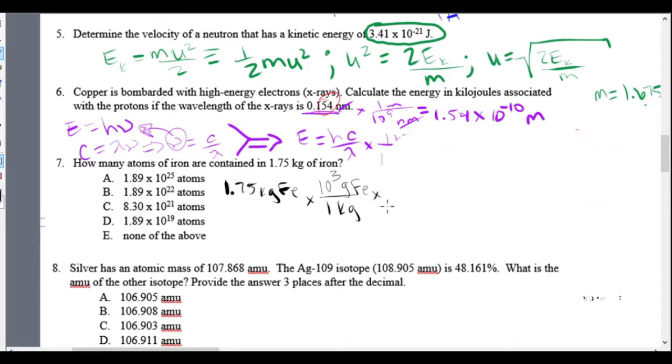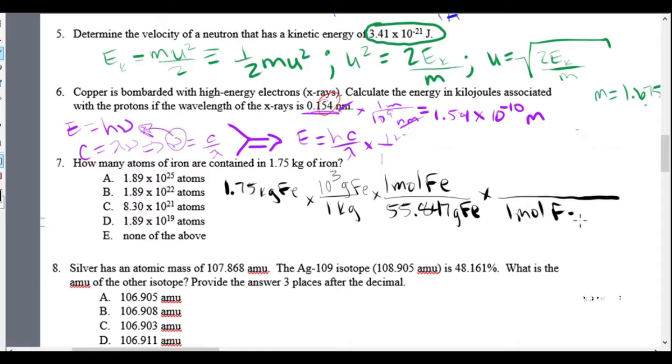And then from here we need the periodic table. The one I have hanging up in my room says 1 mole of Fe is equivalent to 55.847 grams of Fe. Now we're in moles and we need to figure out atoms. While I'm writing this, why don't you take a second to guess what our conversion will be? If you guessed Avogadro's number, you are right. 6.022 times 10 to the 23 atoms of Fe.